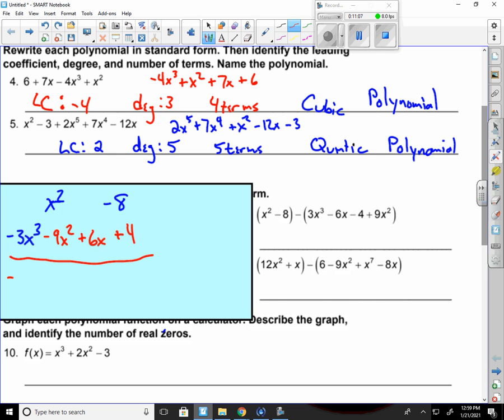Negative 3x to the 3rd stays. X squared minus 9x squared is negative 8x squared. Nothing to go with the 6x. Negative 8 plus 4 is negative 4. So it's negative 3x to the 3rd minus 8x squared plus 6x minus 4.